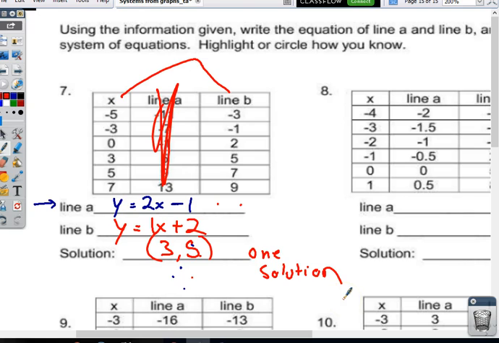Hey, we're done. Now, if you have parallel, remember it is no solution. Remember, parallel has the same slopes, different b. Now, if both of the equations are exactly the same, let's say you get 2x plus 1, and then again 2x plus 1, that means they're the exact same thing. If you graph it, it's going to be one on top of each other, which means infinitely many solutions. So if it's exactly the same thing, it's infinitely many solutions. If it has the same slope but different b, it's going to be parallel.